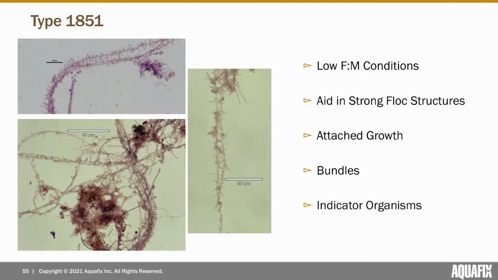Similar to type 0041 and 0675 is type 1851. Type 1851 also thrives in low F to M conditions, can be present in systems with an abundance of Nalo, and is beneficial to Floc formation if at low enough levels. Like type 0041 and 0675, type 1851 can have attached growth. However, type 1851 is thinner and has the ability to form bundles. Type 1851 acts as an indicator of low F to M conditions, but it also can occasionally lead to bulking. The best way to treat this filament is by correcting the low F to M conditions through increasing wasting.